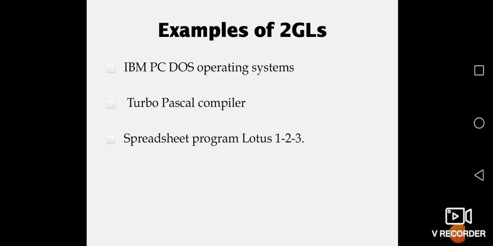Here are a few examples of second generation languages. That's IBM PC DOS operating system, Turbo Pascal compiler, spreadsheet program Lotus 1-2-3. These are a few examples of second generation languages.